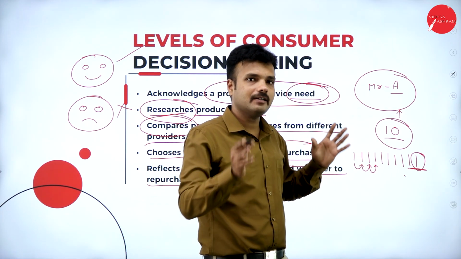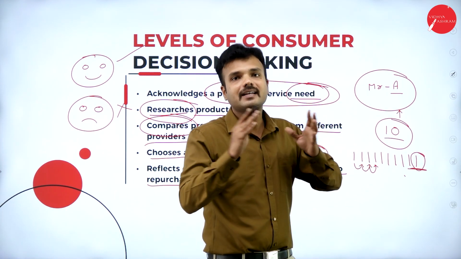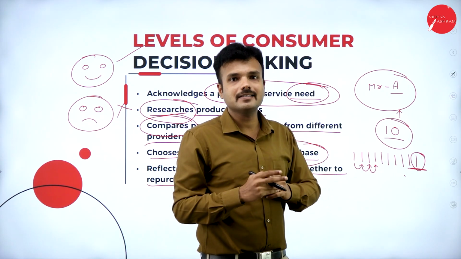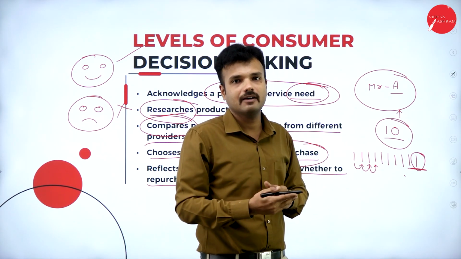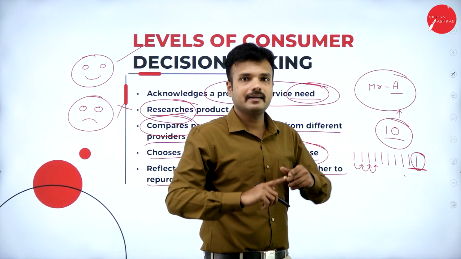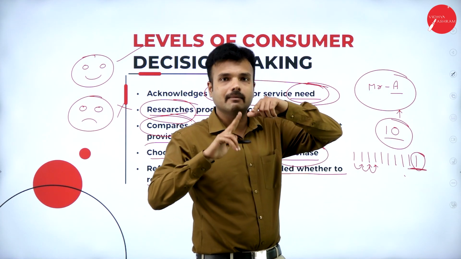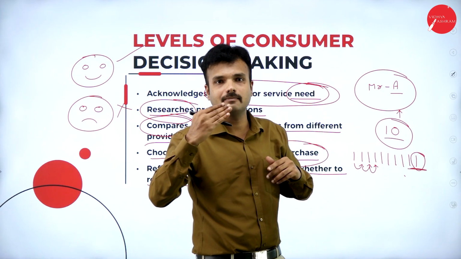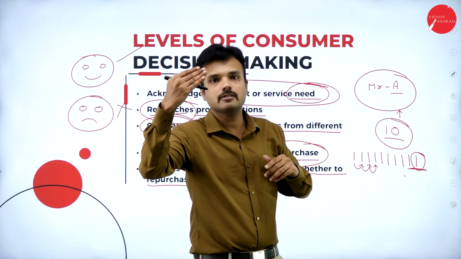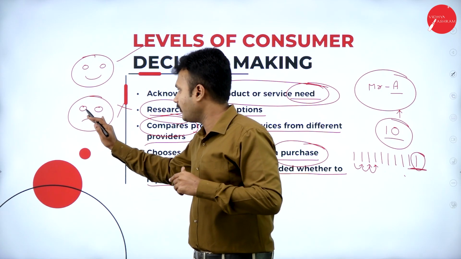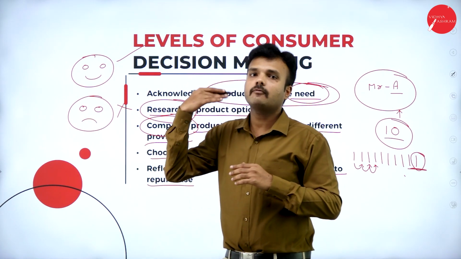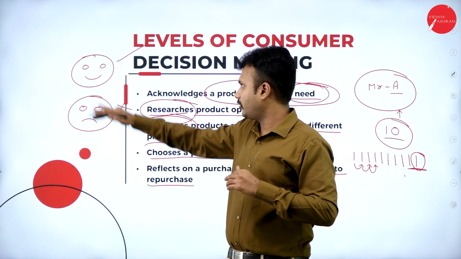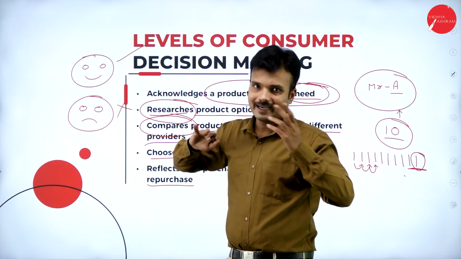In the same way, after purchasing the product, the customer is either satisfied or dissatisfied. There are two factors that influence the satisfaction level of the customer. Number one, the expectation of the customer. Number two, the performance of the product. If the expectation of the customer is more than the performance of the product, he ends up with dissatisfaction. If the performance of the product exceeds the expectation of the customer, he ends up with satisfaction or delight, right?